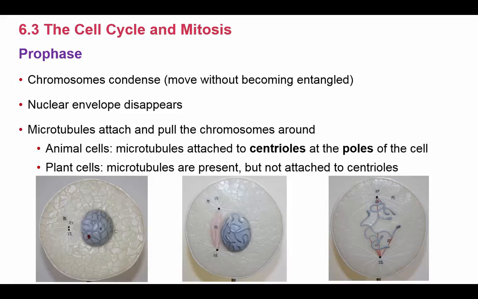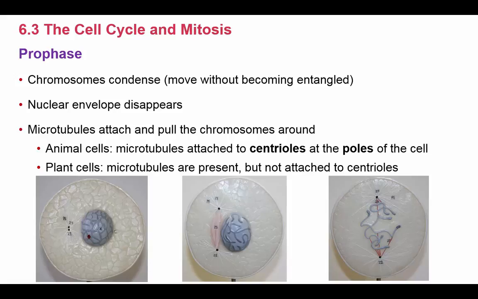During prophase, some very specific things are going to happen inside the cell. First off, the chromosomes are going to condense into that normal X-shaped structure that we're used to seeing. They're going to condense so that they don't become entangled as they move. Other things we're going to see happen: the nuclear envelope surrounding the nucleus is going to disappear. The nucleolus is going to disappear, which basically means the nucleus itself disappears. And then we see microtubules, which are certain filaments. They're going to attach to the chromosomes and get ready to pull them around the cell.